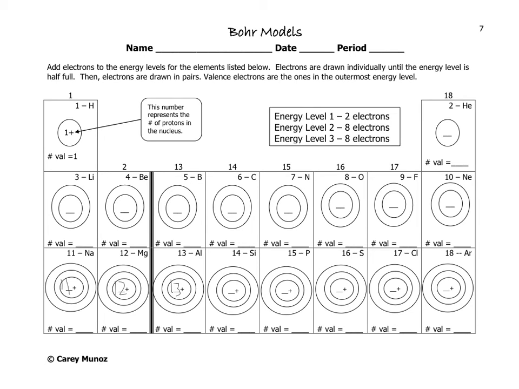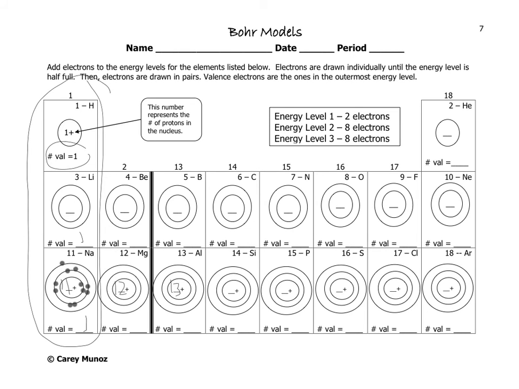We were on Na, and we were doing 2 in the first, 8 in the second, and then our 11th goes on the 3rd ring. And then the pattern, we said 1 valence here, 1 for lithium, and then we also have 1 for Na. So we see a pattern going in groups or families vertically on the periodic table.